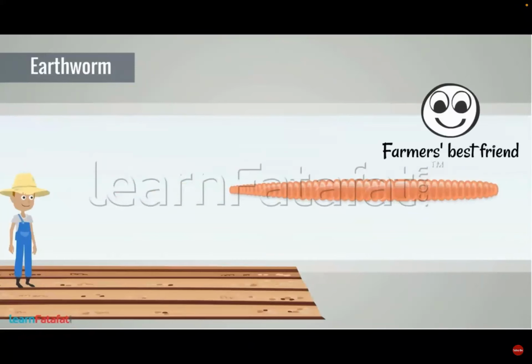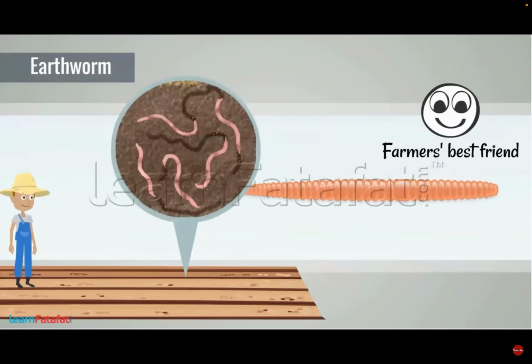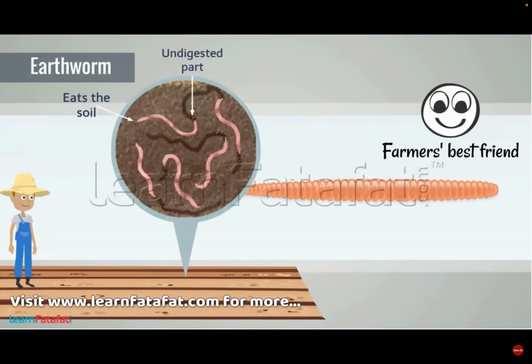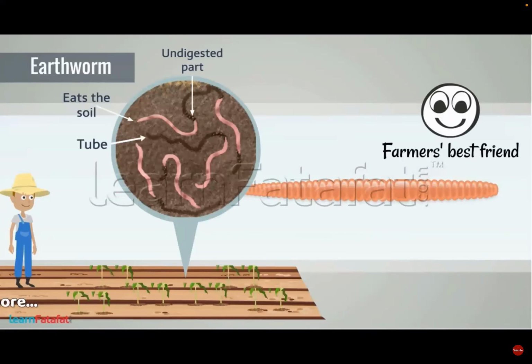Earthworm is called the farmer's best friend. This is because during motion into the soil, it eats the soil coming in its way and throws away the undigested part. More importantly, it makes tiny tubes through the soil, which makes the soil more useful for plant growth.